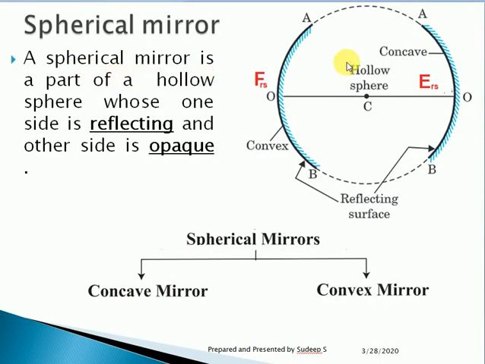In general, a spherical mirror is a circular piece of glass cut from a hollow sphere. Now, depending upon which side of the glass piece is silvered, the spherical mirror may be classified as concave mirror and convex mirror.